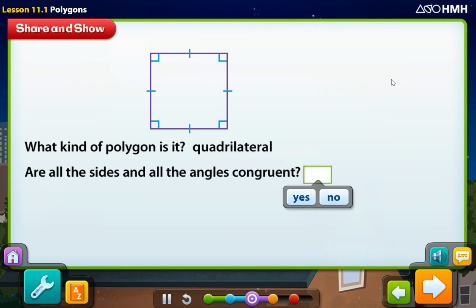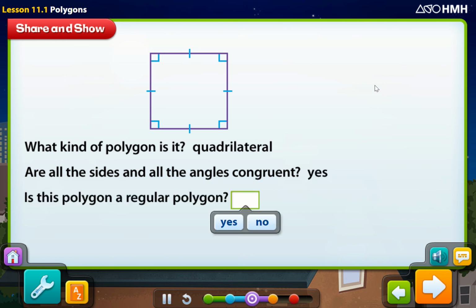Are all the sides and all the angles congruent? Yes, that's what that little hash mark means, right? Correct. All the sides and all the angles are congruent. Is this polygon a regular polygon? Do you remember from the video the difference between regular and irregular? Correct. This is a regular polygon.